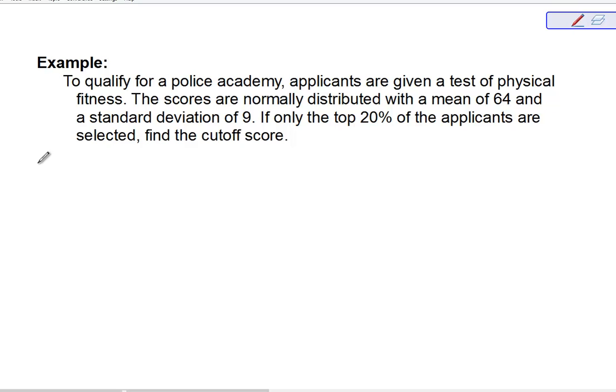To qualify for a police academy, applicants are given a test of physical fitness. The scores are normally distributed with a mean of 64 and a standard deviation of 9. If only the top 20% of applicants are selected, find the cutoff score.